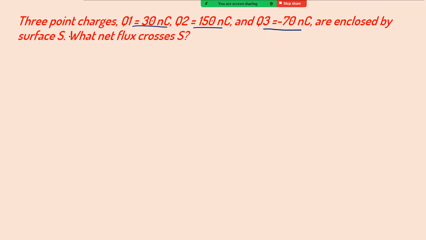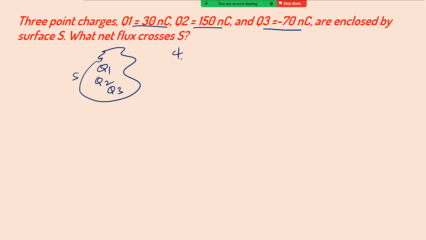are enclosed by the surface S. What net flux crosses through the S? Actually, it is a closed surface. For example, this is a closed surface S, and they have given Q1, Q2, and Q3. So just by the definition of the Gauss law, we can solve this one.